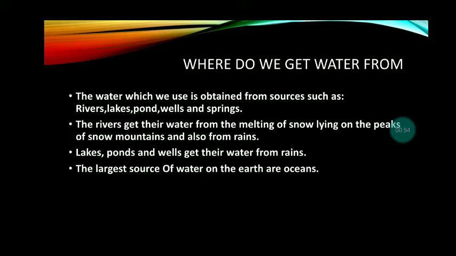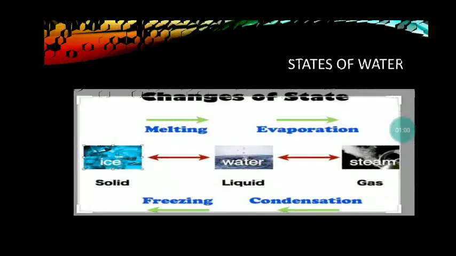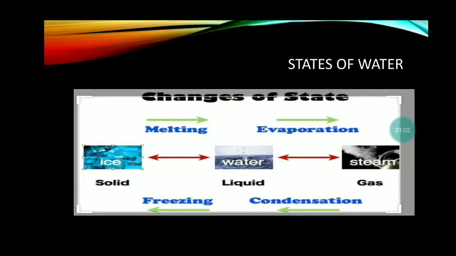The largest source of water on the earth is oceans. Now we can say water has three states: solid, liquid, gas. The example of solid is an ice cube. Whenever we use an ice cube, basically we can see in your refrigerator, we can easily see ice is a solid form. So ice is a solid form, water is liquid and steam is in gas form.